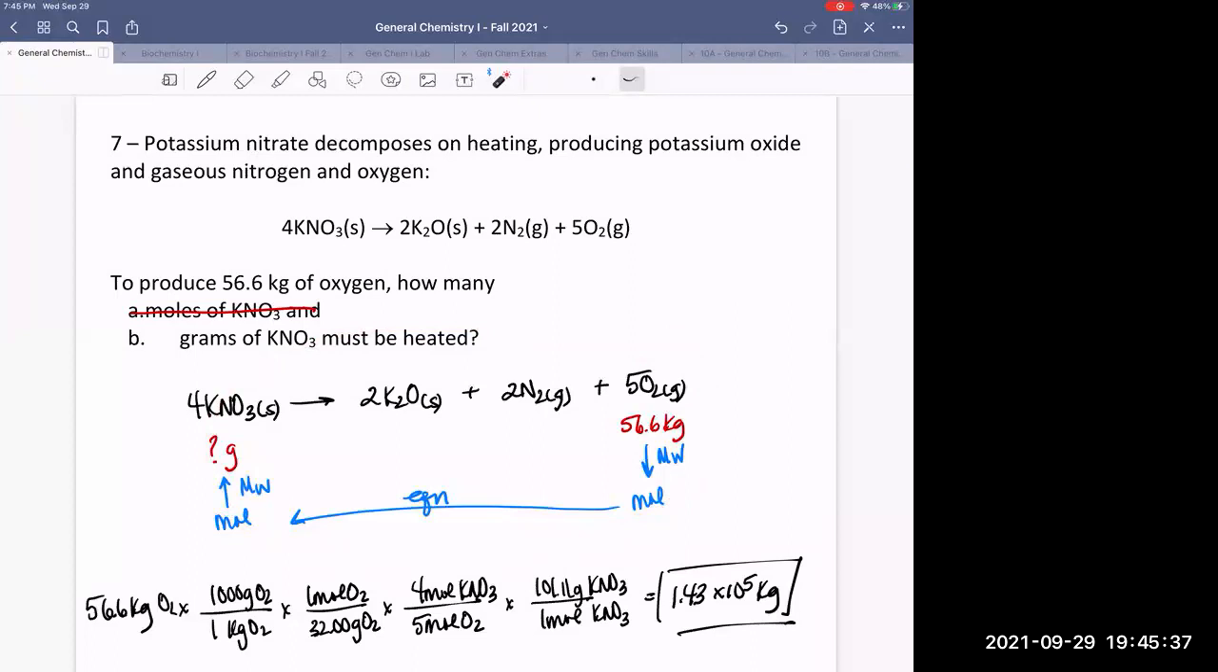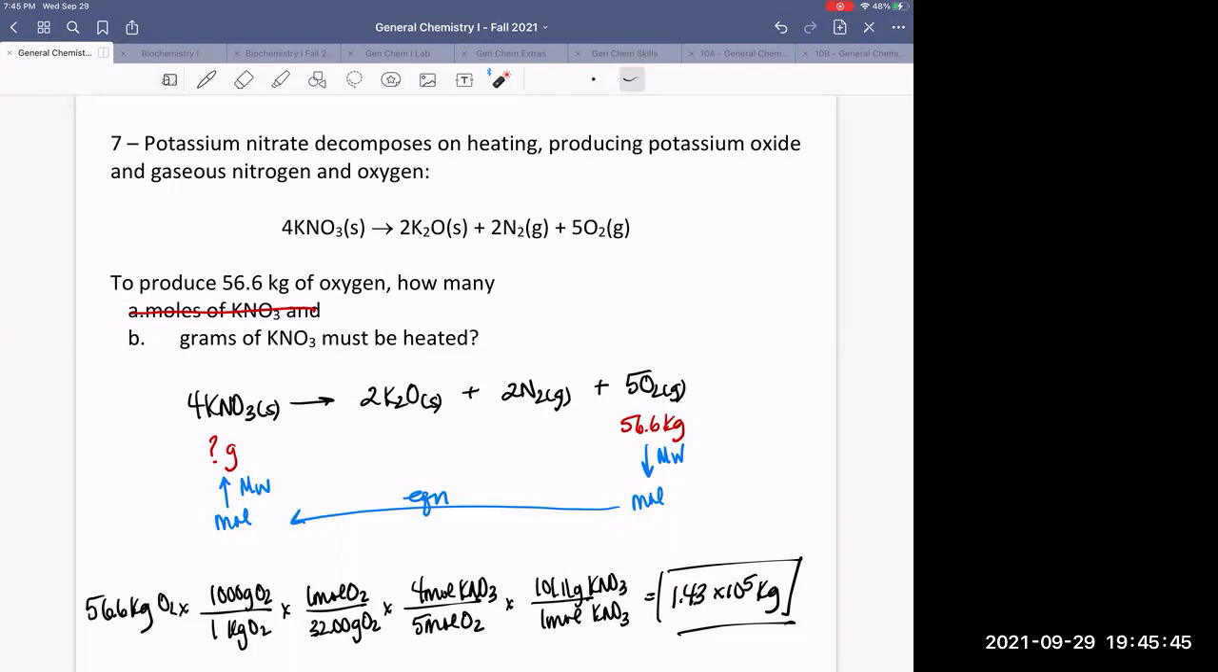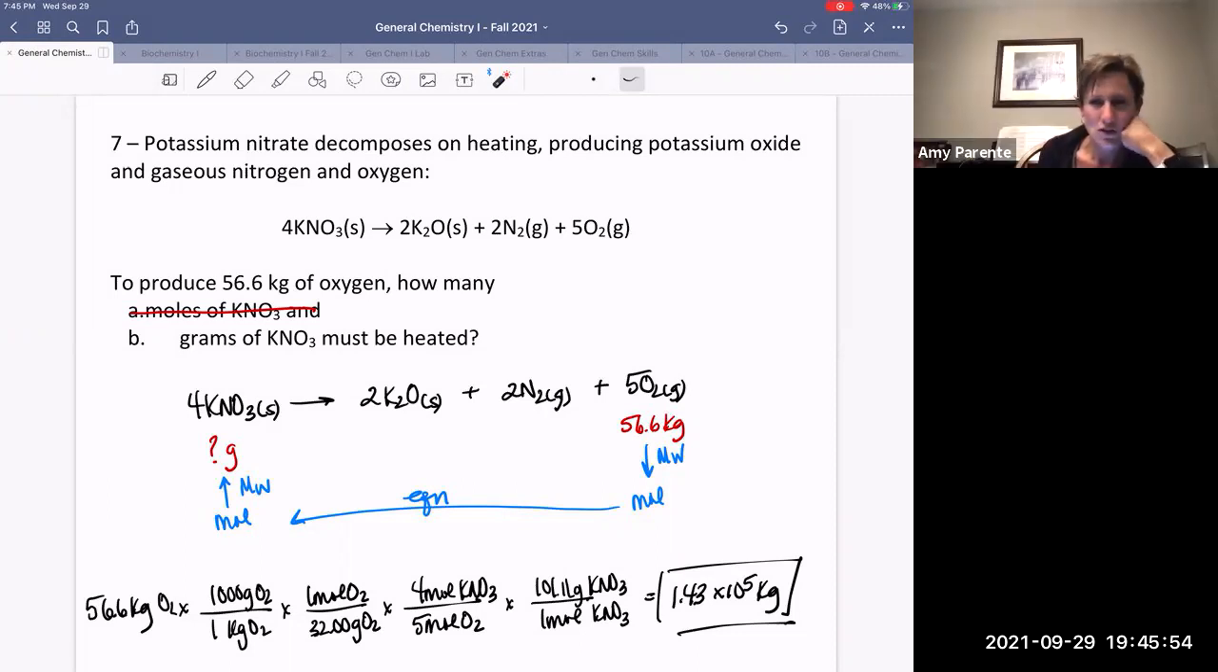Well, after looking at it, I just made stupid mistakes. No, tell me what you did. So I had the correct roadmap, but instead of putting 5 moles of O2, I accidentally put 1 mole of O2. So you were off. Okay. Off a little bit, yeah.